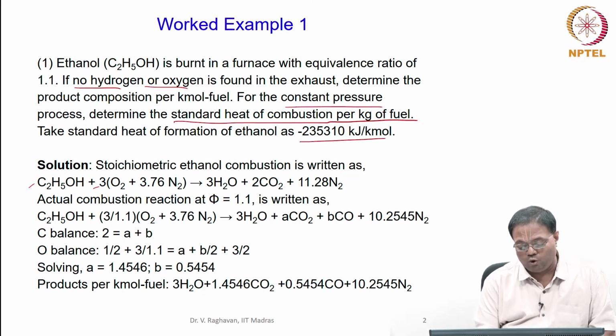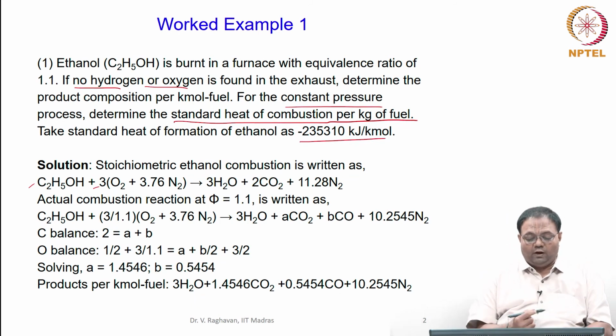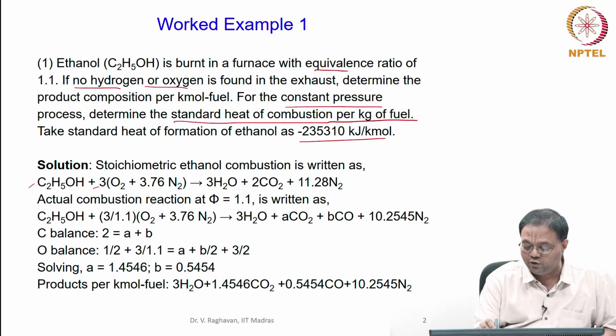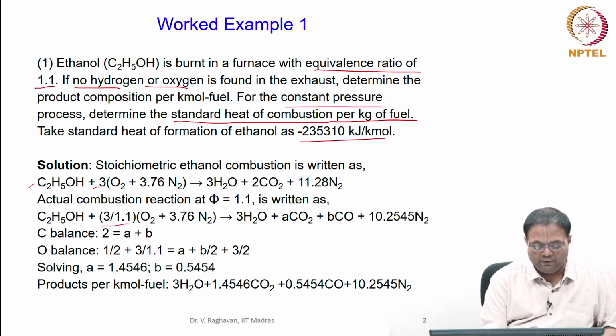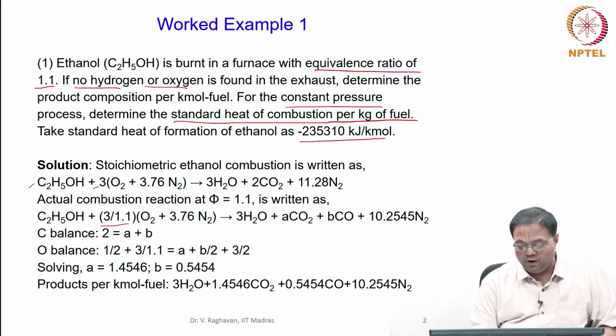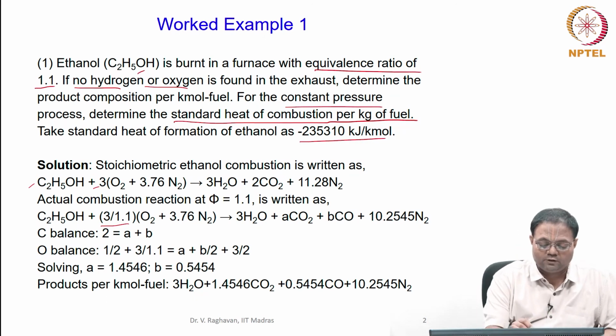That is the problem. So, ethanol stoichiometric combustion is written here: C2H5OH plus 3 times (O2 plus 3.76 N2), giving 3 times H2O, 2 times CO2 plus 11.28 kilomoles of N2. Now, actual combustion occurs at an equivalence ratio of 1.1. So, you rewrite the equation for the actual combustion by replacing 3 by 3 over 1.1, and it is given that no hydrogen or oxygen is left.